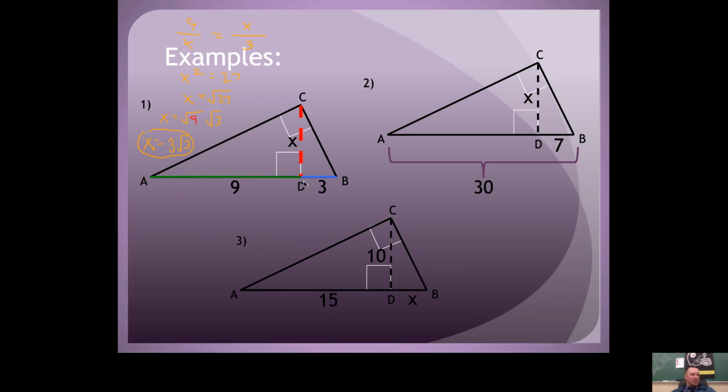Now, if you didn't have this geometric mean theorem, you could still separate your right triangles into 3, since they're all similar, and you could write a proportion. But knowing this is a little more efficient.